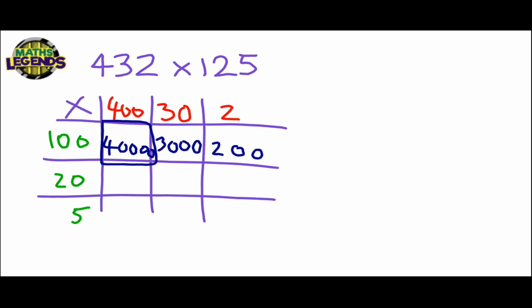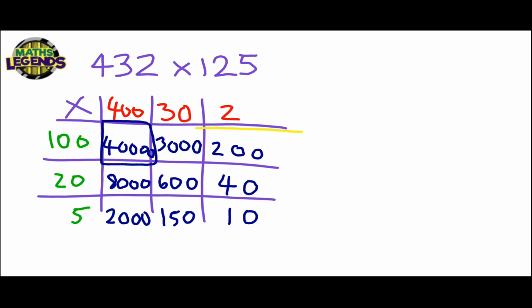Moving on to the next box, it's 400 times 20. So 4 times 2 is 8. Add the 3 zeros, 1 from 20, 2 from 400. Next box is 30 times 20. So that's 3 times 2 is 6. Add the 2 zeros next to it, 1 from each of those numbers. Then it's 2 times 20, which is 40. 400 times 5, 4 times 5 is 20. Add the 2 zeros from 400. Then it's 5 times 30, which is 150. 5 times 3 is 15. And add the 0 from the 30. Then it's 5 times 2, 10.